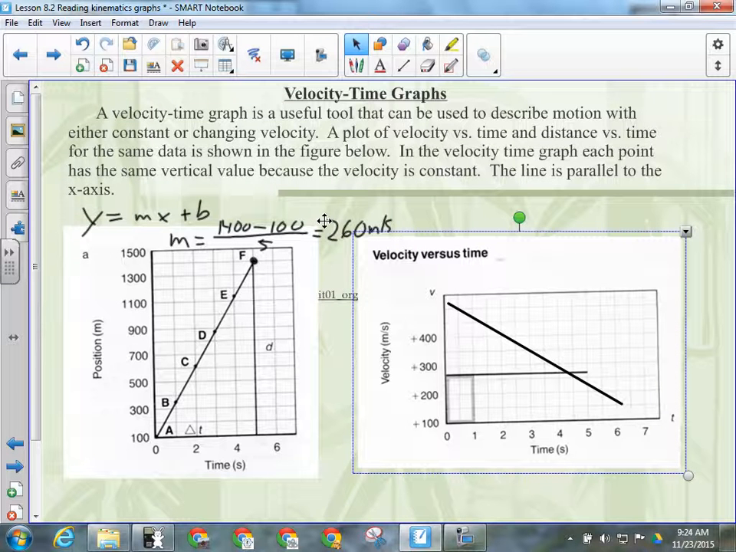Now what's it showing? Yeah, is the object still accelerating? Technically, yes. Acceleration means a change in velocity over time. Is the velocity changing over time there? Yeah. Acceleration in physics means just a change. Doesn't have to be positive or negative.